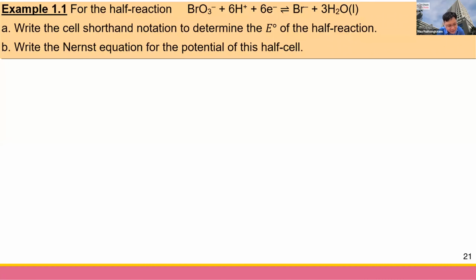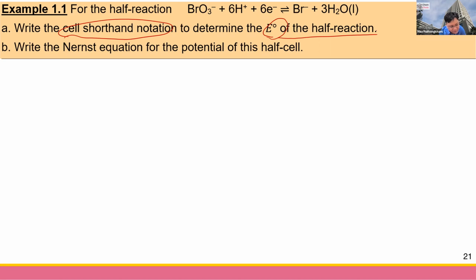For this half reaction, the bromate one, we just open the standard electrode table. A, write the cell shorthand notation to determine the standard electrode potential of the half reaction. And B, write the Nernst equation. So let's do the A first.